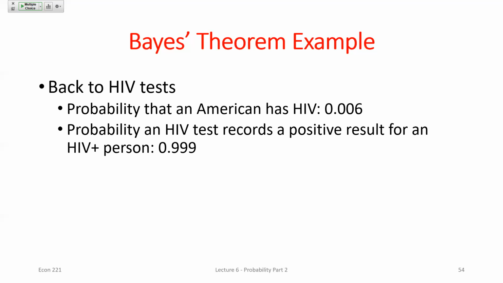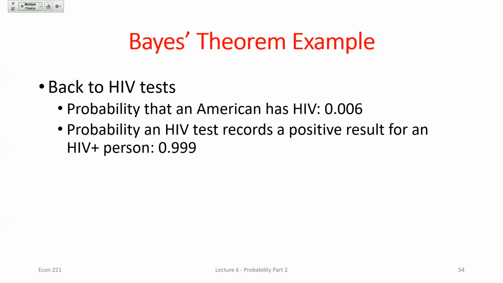So I think on the slides, I use P of positive sign. This is told to us to be 0.999. This test is very good at accurately identifying an individual with HIV, if they actually have it.